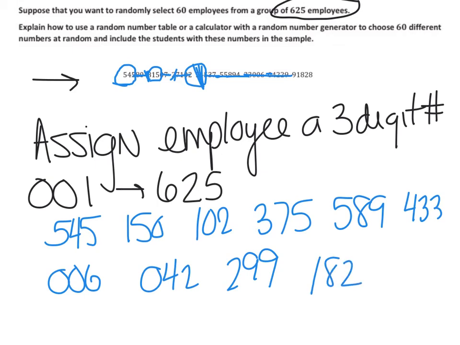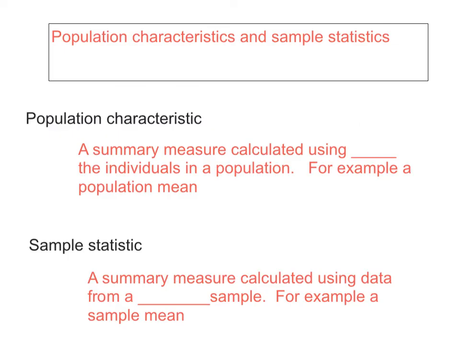Okay, but again, this guarantees that there is a random selection, and all of these 625 employees had an equal chance of being selected. Okay, so our next little title is Population Characteristics and Sample Statistics. So a population characteristic is a summary measure calculated using all the individuals in a population. For example, the population mean is a population characteristic. Notice I'm finding the population mean.